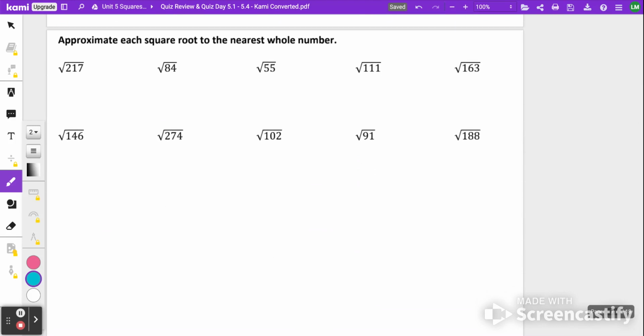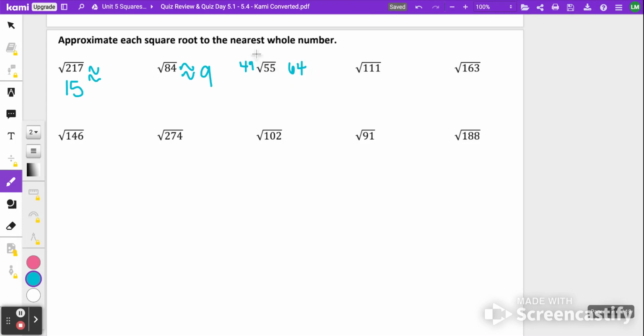Now we're going to approximate each square root to the nearest whole number. So if you think about 217, it's pretty close to 225. So we're going to say that's around 15. And all these are approximations. 84 would be closest to 81, which is 9. 55 is on either side of 49 and 64.